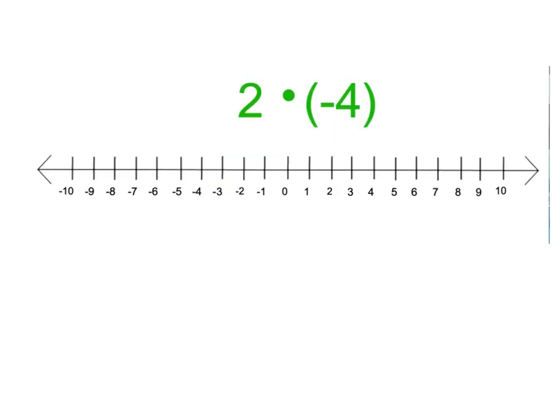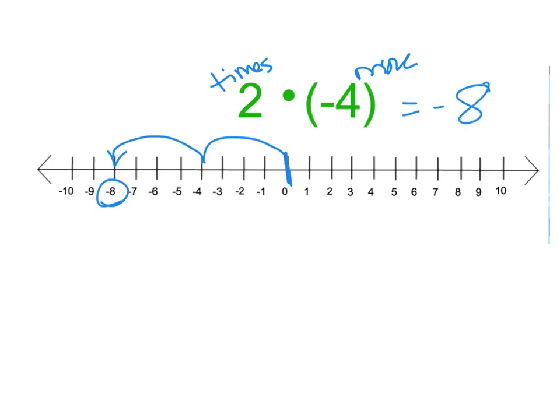Let's do another one. 2 times. We're going to move negative 4, starting at 0. Whoops, let's try starting at 0 versus 1. Starting at 0, we're going to go to negative 4 1 time, negative 4 more another time. My answer is negative 8.